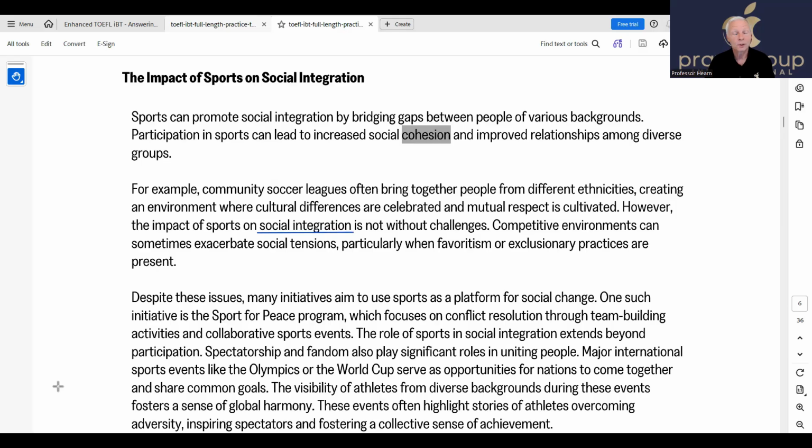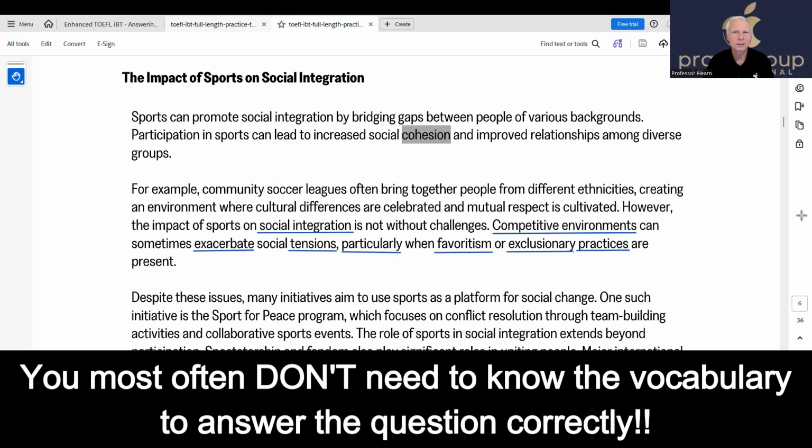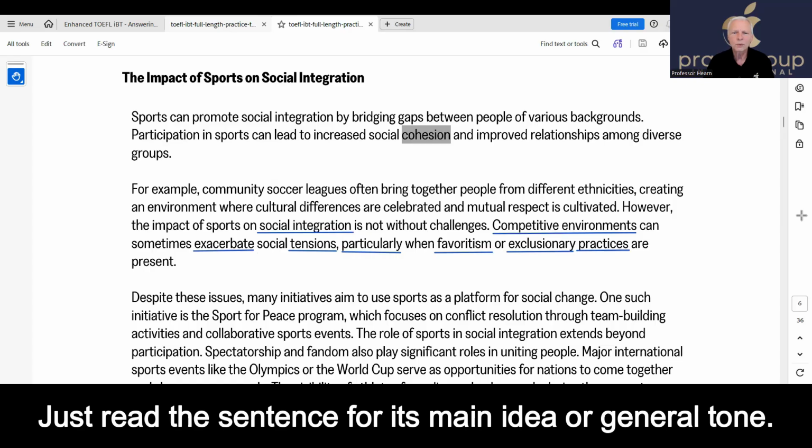Wow, are there any vocabulary words in this sentence that you don't know? How about competitive environments and exacerbate tensions, particularly favoritism, exclusionary, and practices? You see, for the TOEFL to make things harder, they make it more intimidating. They put a lot of extra words and intimidating vocabulary in the sentences to make you feel like you can't answer the question. But let's see if we can answer it anyway with just the general idea.